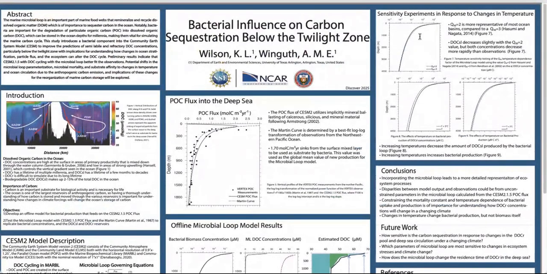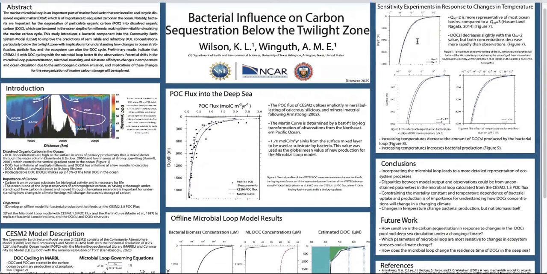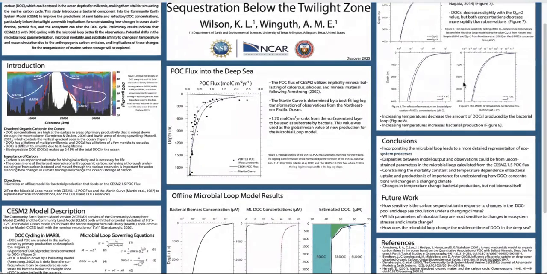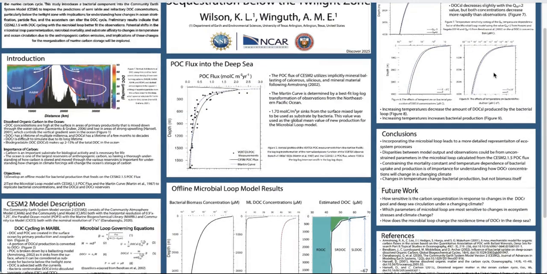With sensitivity experiments, we looked at the temperature dependence factor and found that using Q10 equals 2, a more representative value of the ocean, slightly increased the production of DOC-SL. And in sensitivity experiments where we increase the temperature by 3 degrees, which is representative of a 3-degree warming at the surface being mixed down through all depths, we see a decrease in the amount of DOC-SL produced, and then an increase in the production of bacteria per day.